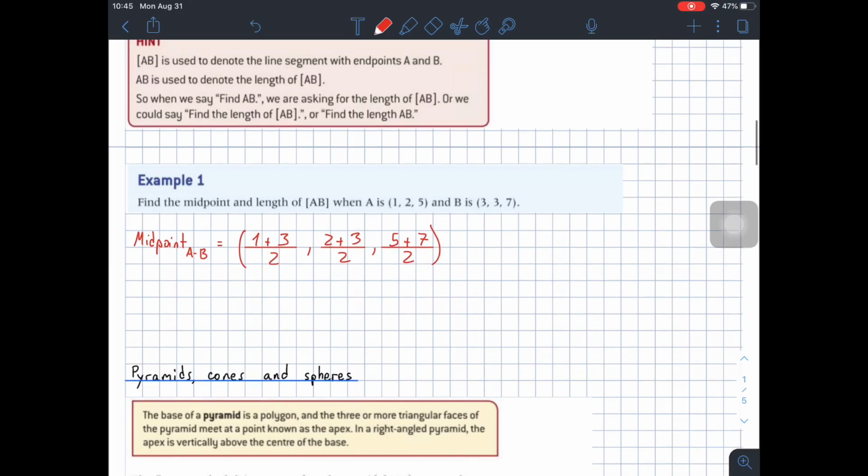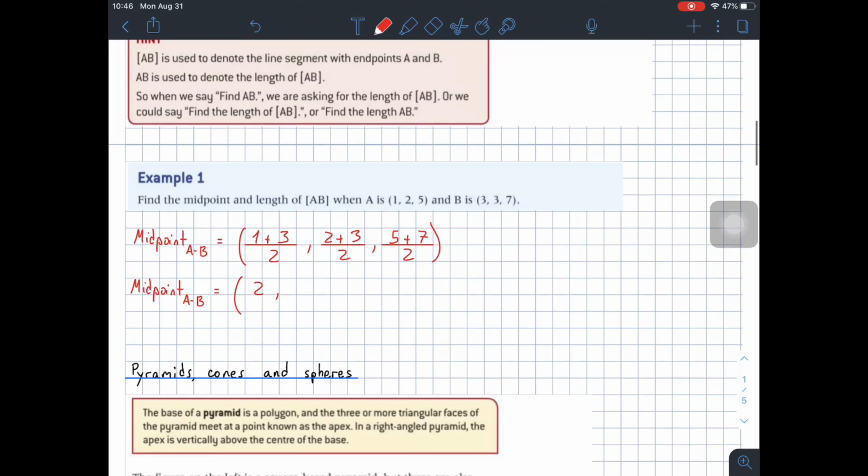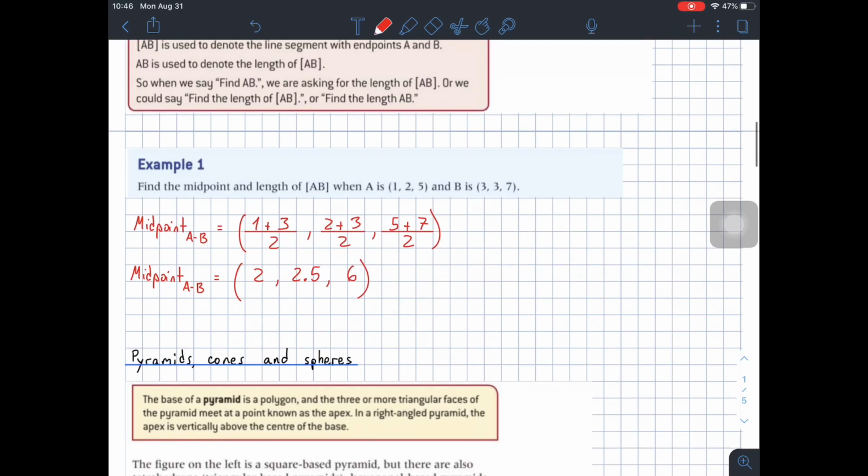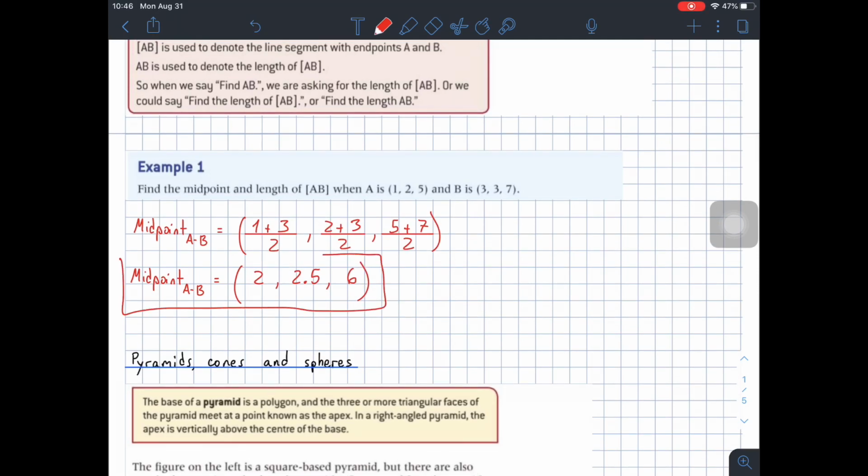Okay, so if we solve this, we're going to get the midpoint. 1 plus 3 is 4 divided by 2, that's 2, right? So 2, comma. 2 plus 3, that's 5. 5 divided by 2 is 5 over 2, which is 2.5. So we can write it as 2.5 or 5 over 2, same thing. 5 plus 7, that's 12. 12 divided by 2, that's 6. So these are the coordinates of the midpoint, basically.